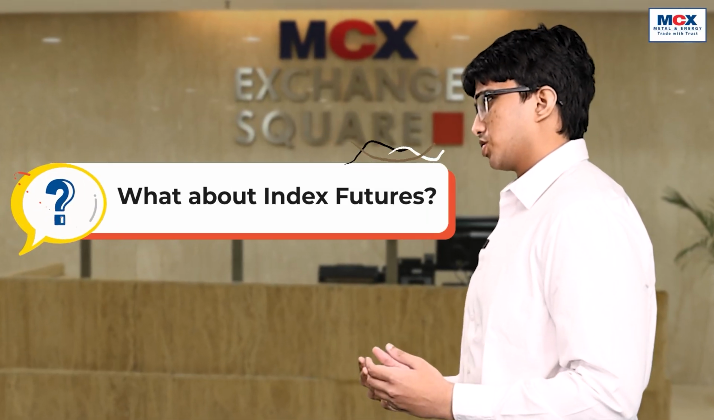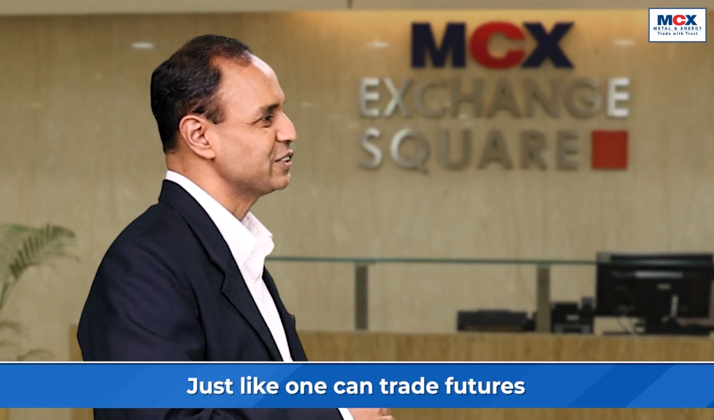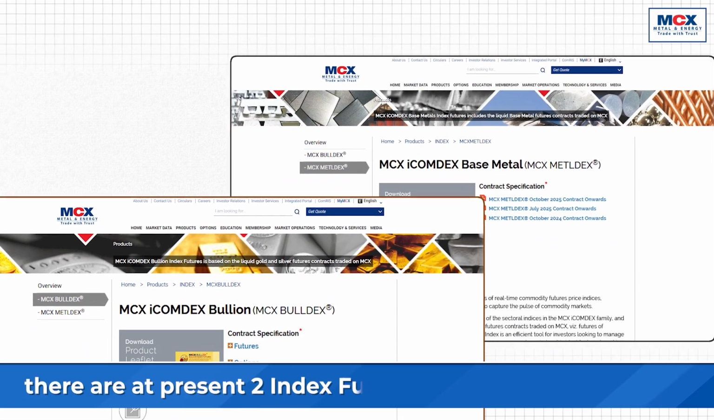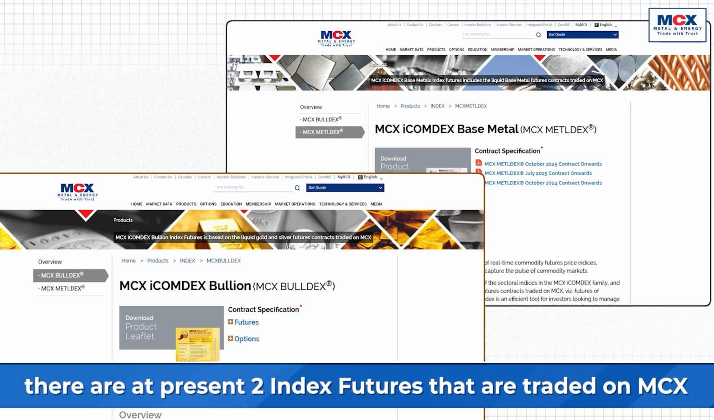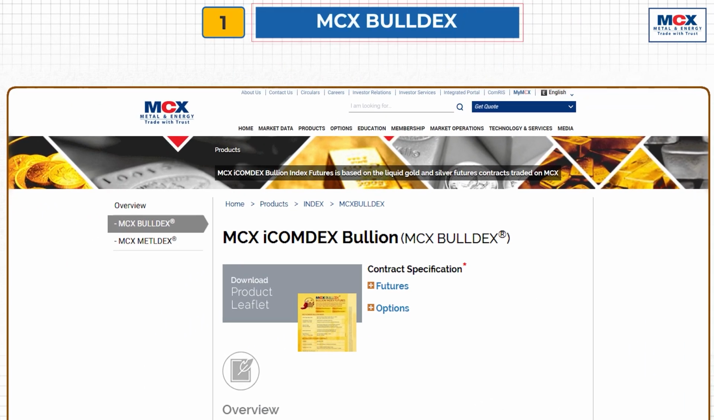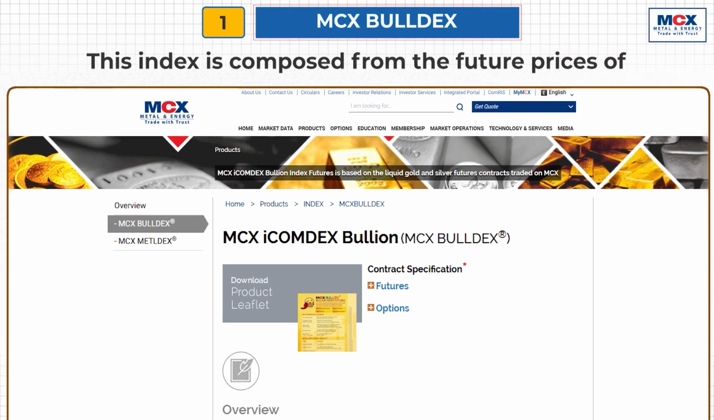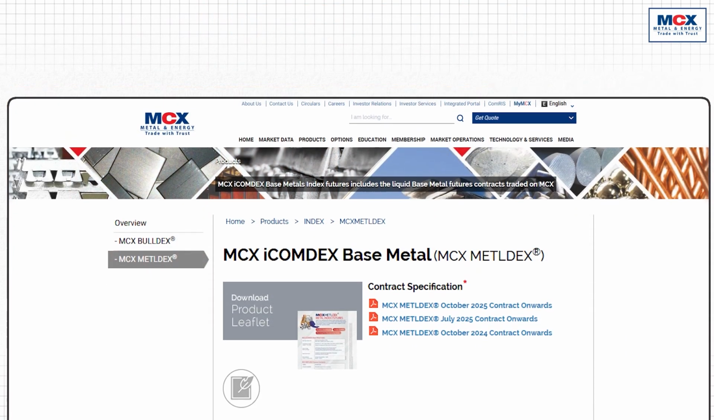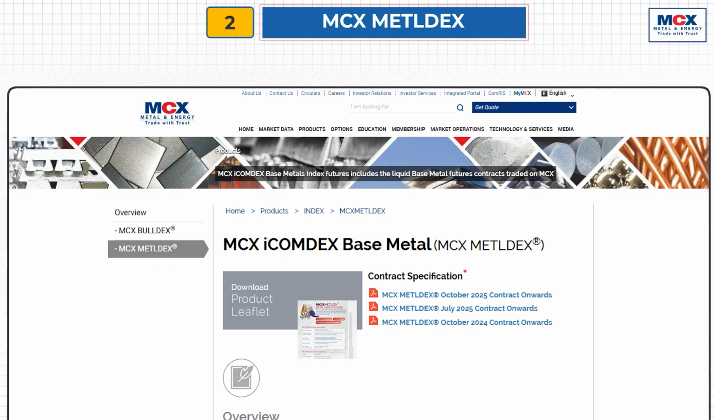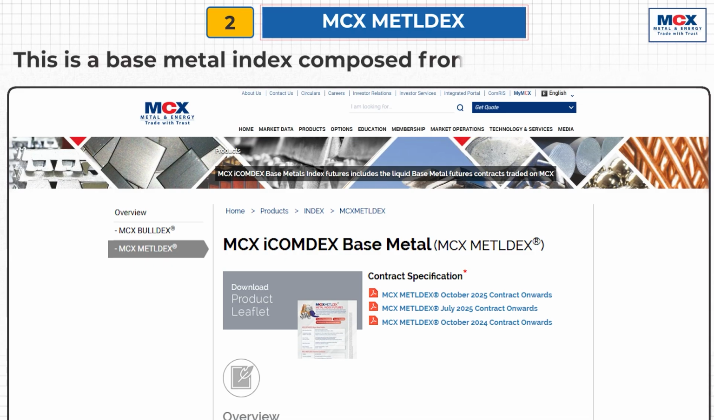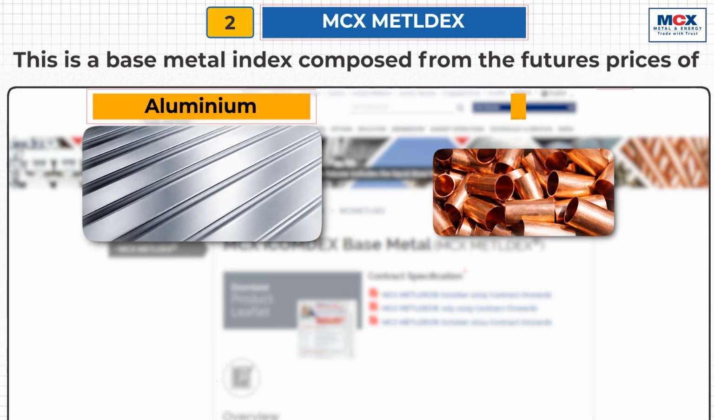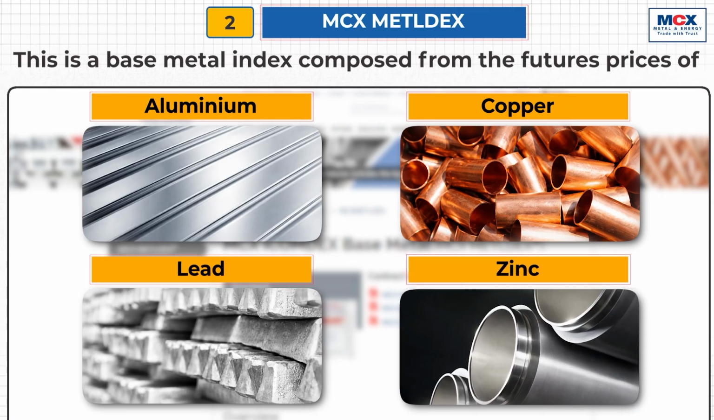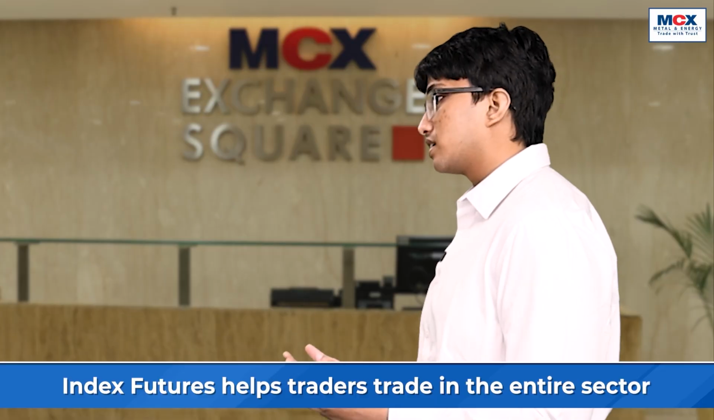What about index futures? Just like one trades futures on indices on the stock exchanges, there are at present 2 index futures that are traded on MCX. One, MCX Bulldex. This index is composed from the futures prices of gold and silver. 2. MCX Metal Dex. This is a base metal index composed from the futures prices of aluminium, copper, lead, and zinc. Now I understand. Index futures helps traders trade in the entire sector.